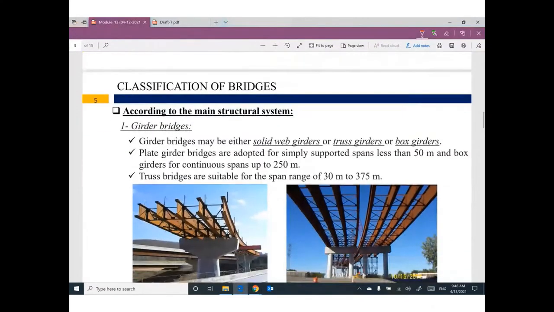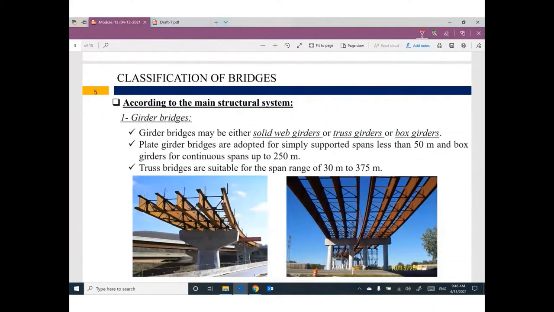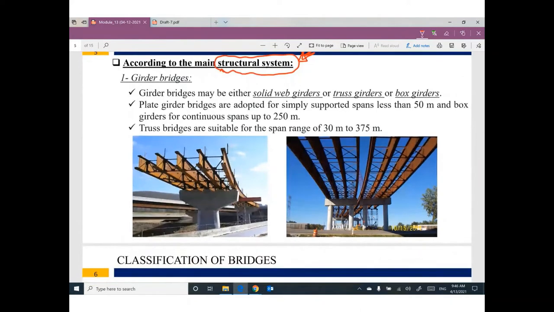What are the types of bridge according to the structure system? This one is important. Sometimes your steel bridge consists of a girder bridge. We have main girder, main girder, main girder, supported by these columns. So this bridge is called a girder bridge. I'm talking about steel structure, so these girders are made from steel.